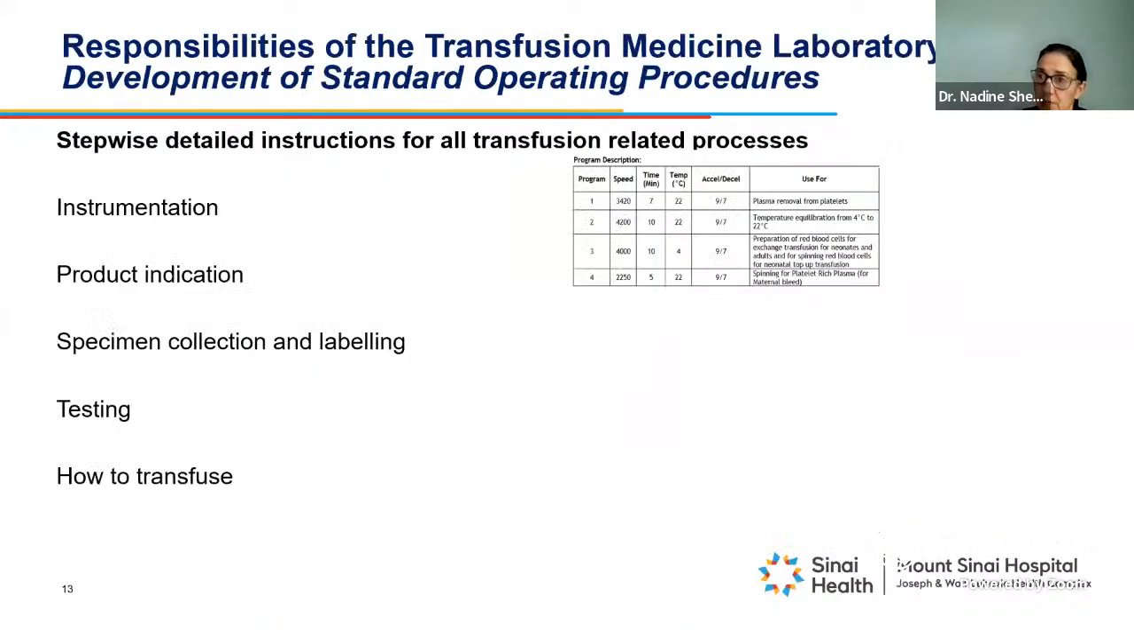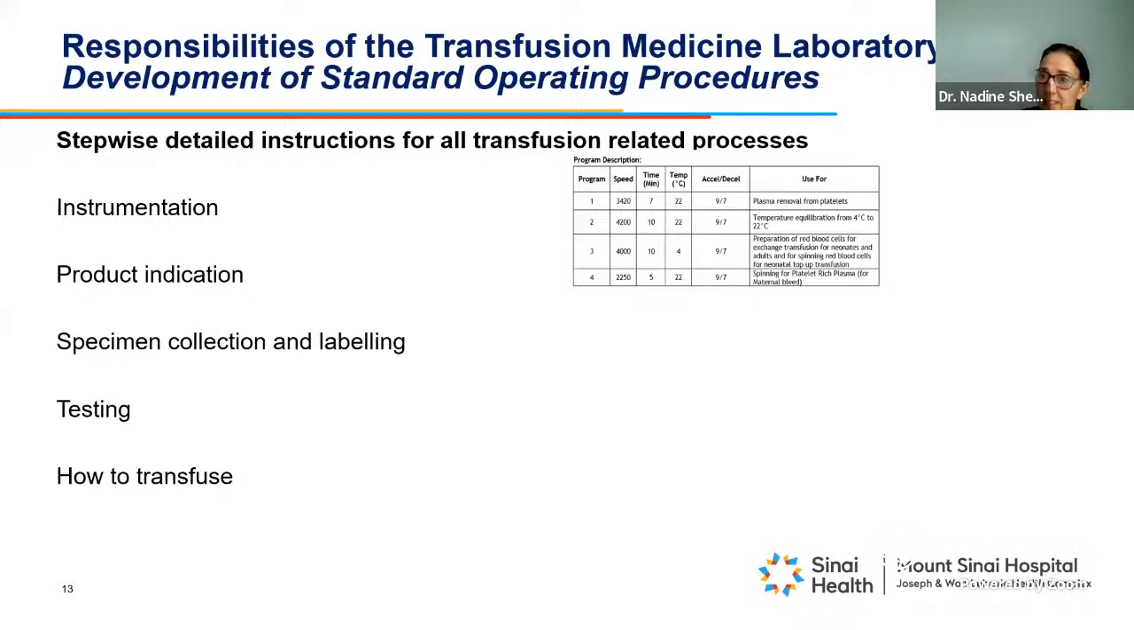The responsibilities of the transfusion medicine laboratory include the development of standard operating procedures, and I think Manuel also alluded to this. Standard operating procedures are stepwise, detailed instructions for all transfusion-related processes. It's to ensure, for instance, at night, when there aren't many people around, that if there's a transfusion or a transfusion-related problem that comes in, an individual can go back, find a procedure that's been written down that follows standard criteria to ensure that that transfusion goes to the appropriate individual.